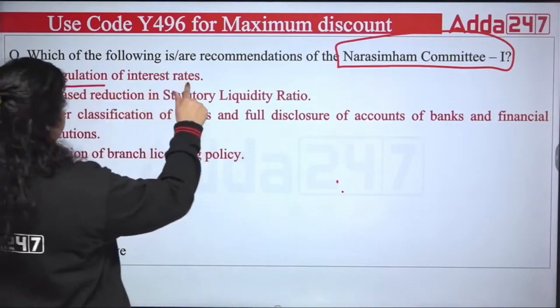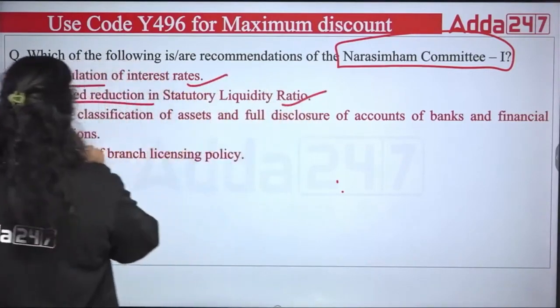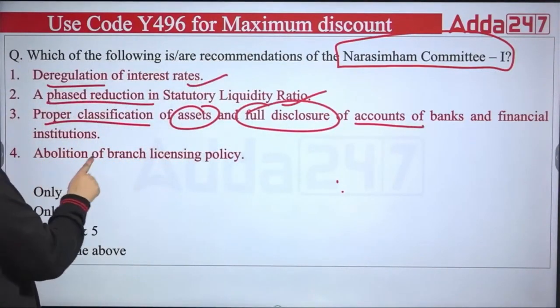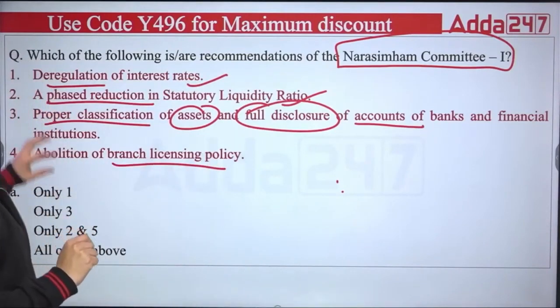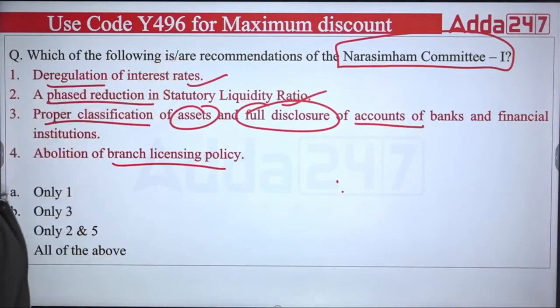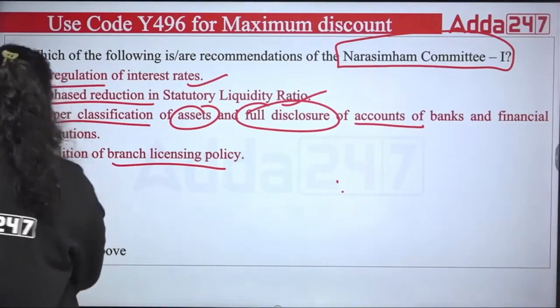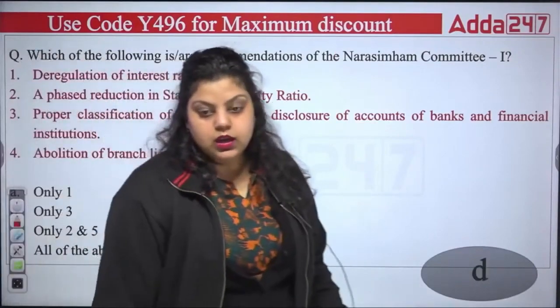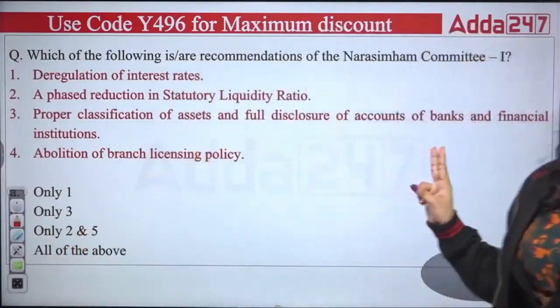First is saying deregulation of interest rate, a phased reduction of SLR, then proper classification of assets and full disclosure of accounts of banks and financial institutions, abolition of branch licensing policy. So what do you think? Which are the following recommendations given by Narsimhan Committee? Only one, only three, 2 and 5, all of the above. A, B, C or D? Okay, so the right answer is all of the above. All of the above are the recommendations that the Narsimhan Committee 1 has given us. So the recommendations of Committee 1 and Committee 2 are both very important for you.